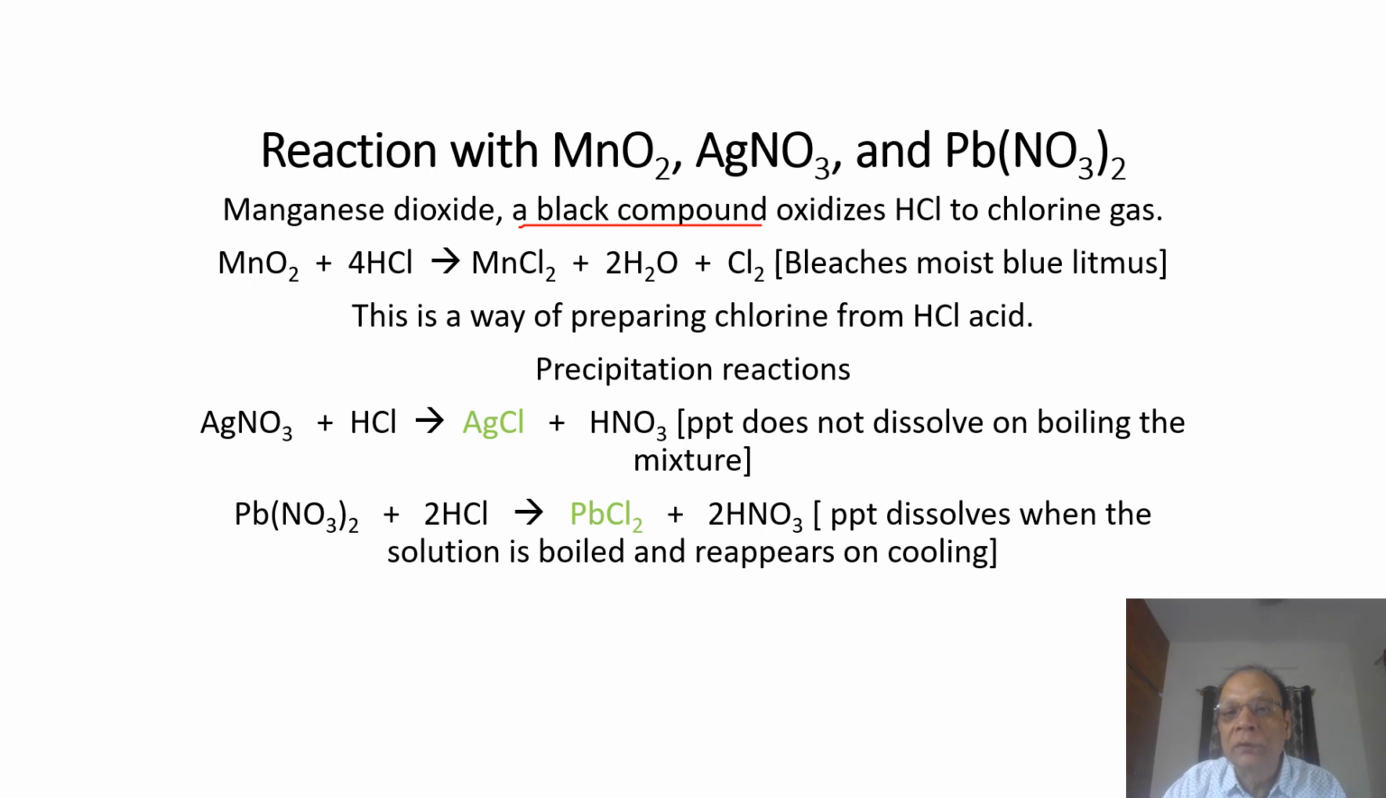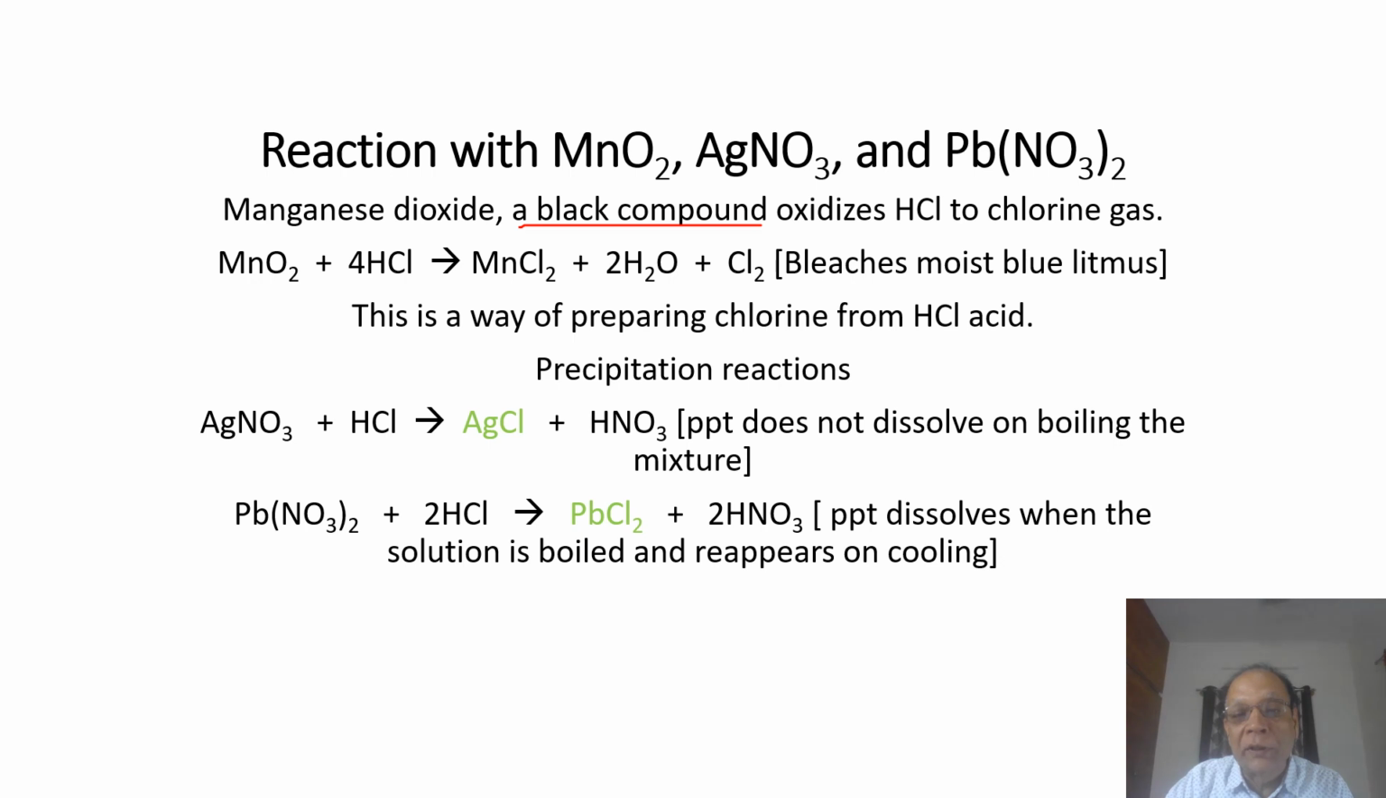The blue litmus, which is kept on the top of the test tube in which this reaction takes place, first turns to red and then is bleached white. This is a way of preparing chlorine from HCl acid.